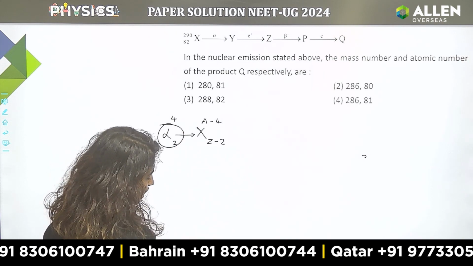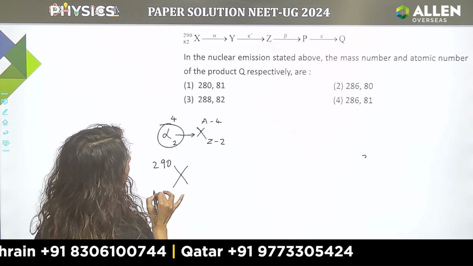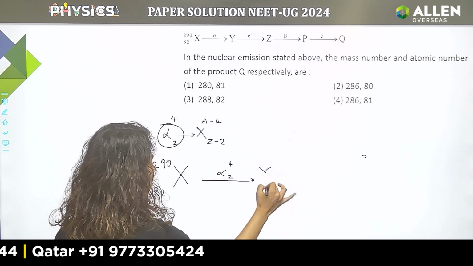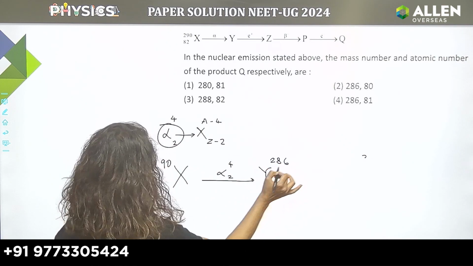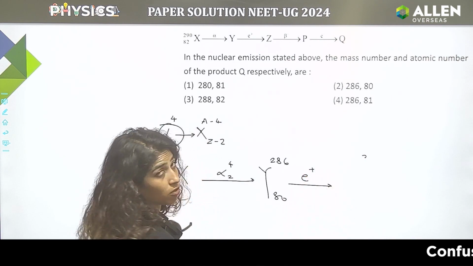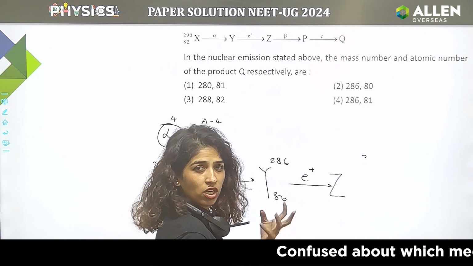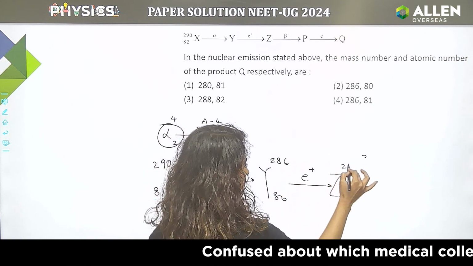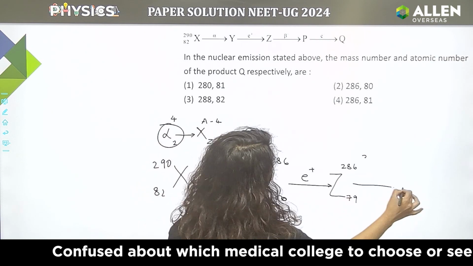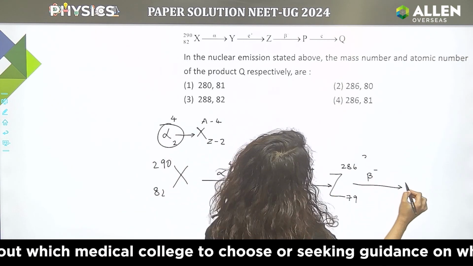So applying this condition here, we have X 290 and 82. Since alpha particle has atomic mass number 4 and 2, Y which you will get would be 286 and 80. Now from here, a positron, positive electron, is emitted, which gives us Z. Because an electron does not have any mass, this is going to remain as it is, and this is going to decrease by 1. Now beta particle, beta negative, similar to electron, is going to give me P.